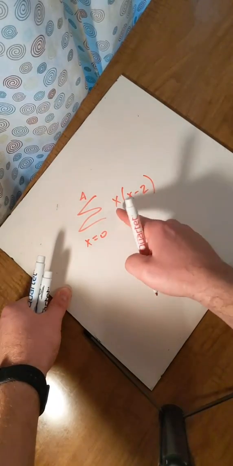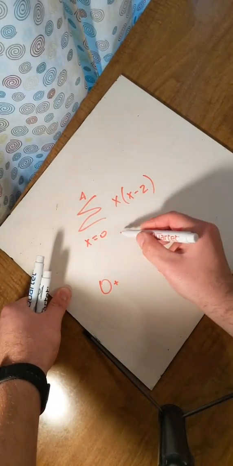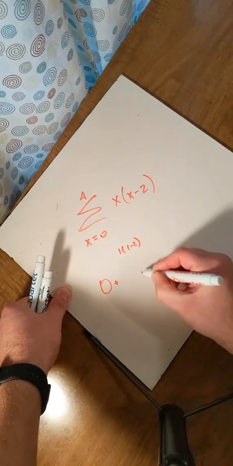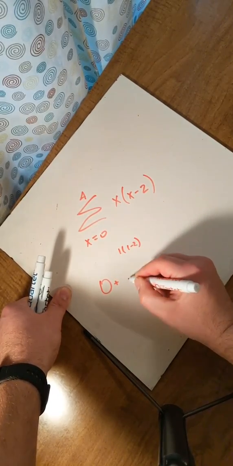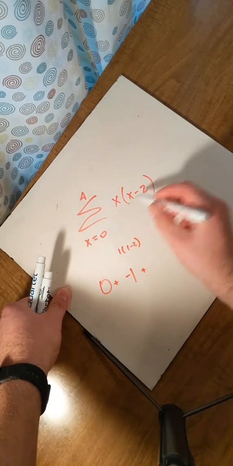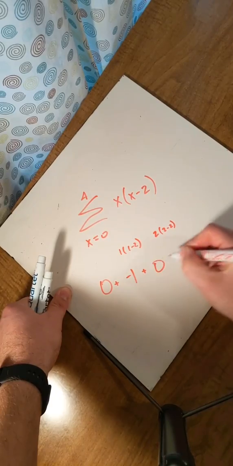If I plug 0 in, 0 times 0 minus 2, that's 0. Next, if I plug 1 in, that'd be 1 times 1 minus 2. So that'd be 1 times negative 1. I'm putting a negative 1 here. Plus, next I'll plug 2 in. 2 times 2 minus 2, well, that'd be 0.